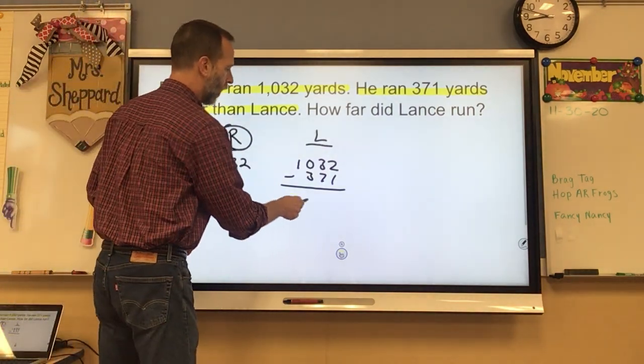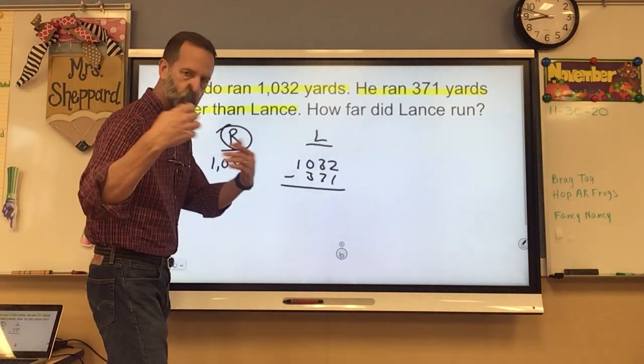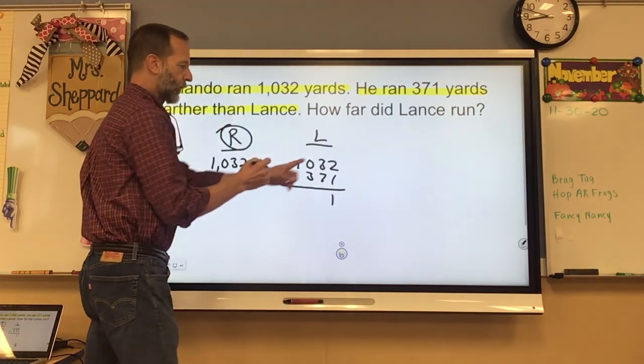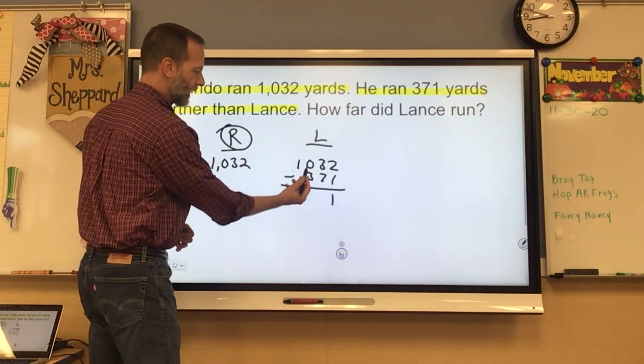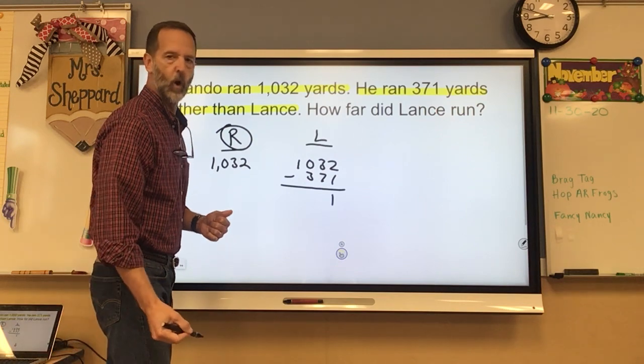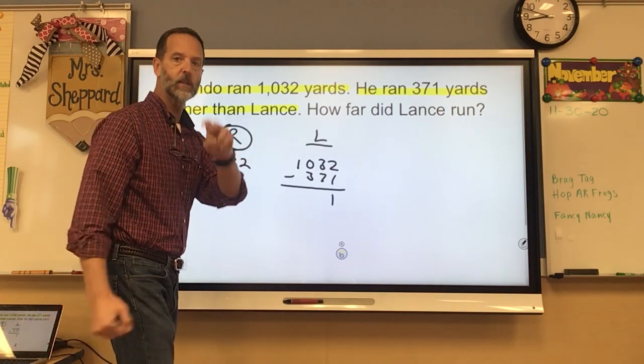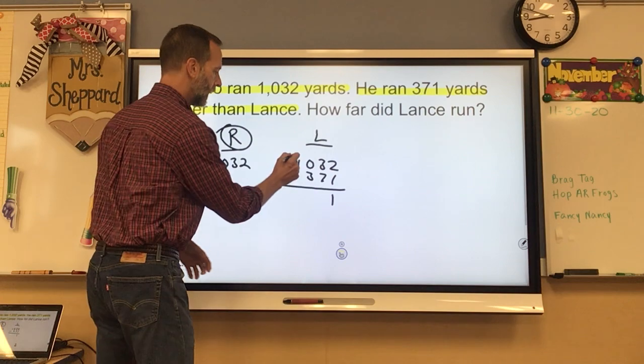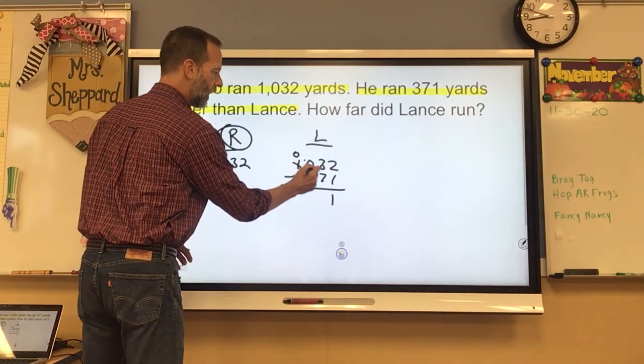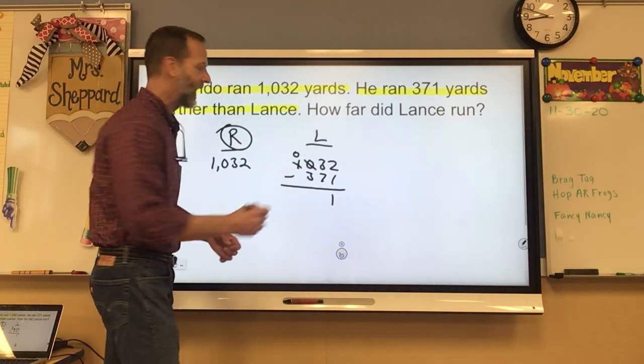All right, ones place, 2 minus 1. Can I do that? Sure I can. It's 1. 3 minus 7 I can't do. Can I regroup from the 0? Nope. I've got to regroup over here. I'm going to change 2 places. Smaller, larger. Smaller here, this is 0. The 0 gets bigger, it becomes 10.